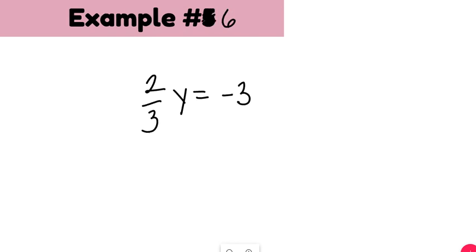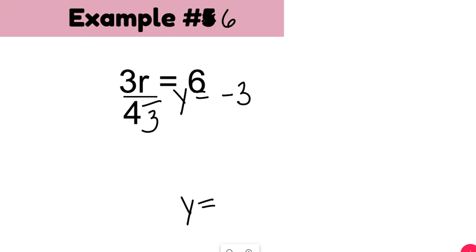All right, last example, number 6. 2/3 y equals negative 3. So again, number 1, we simplify. There's nothing to simplify. Step 2, remember our goal. My goal is to have y equals some number, which means I need to eliminate the 2/3. This is a problem.